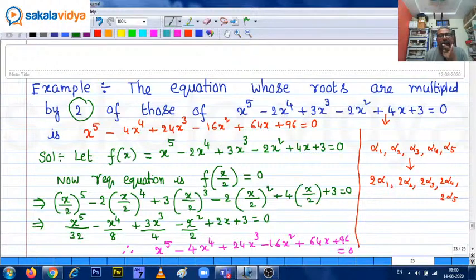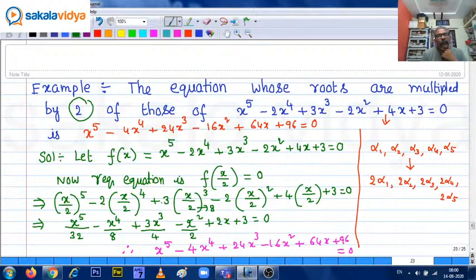Right, I made a mistake here. See, now you check. This is actually 2 cube, which means 8. So 32 into 32 into 8. How much will you be getting for 32 into 8? 24.